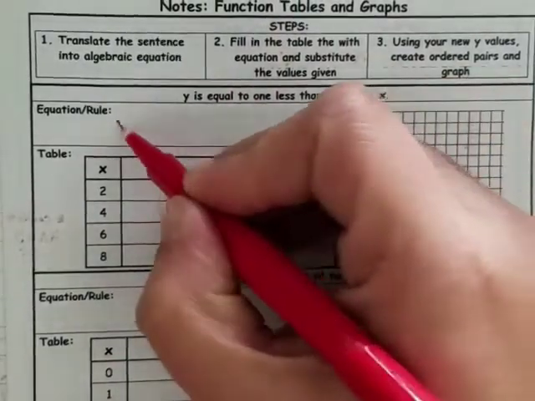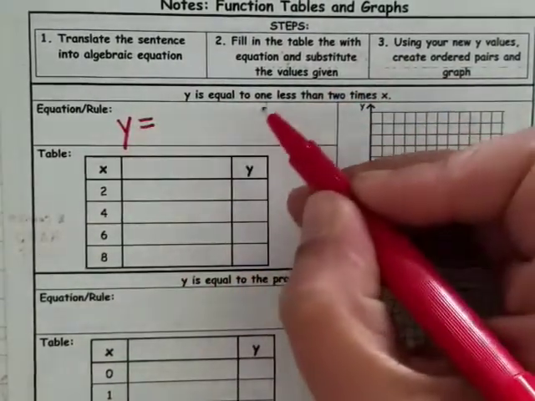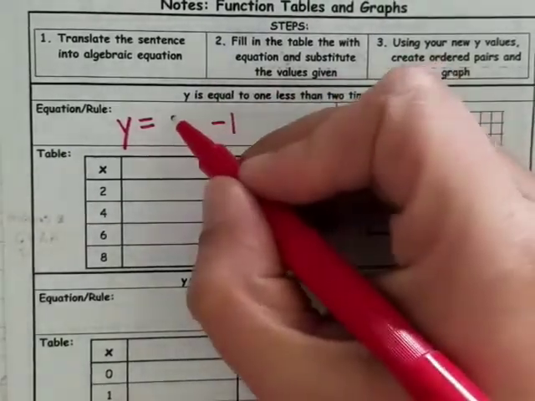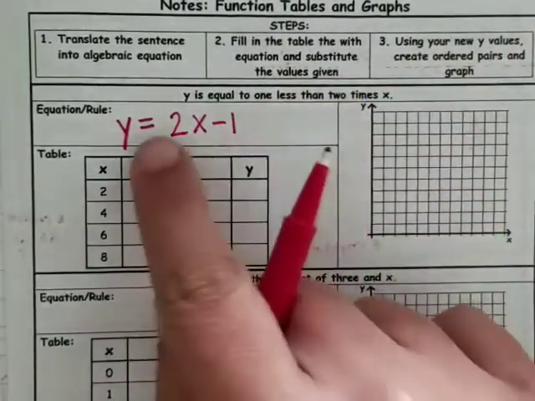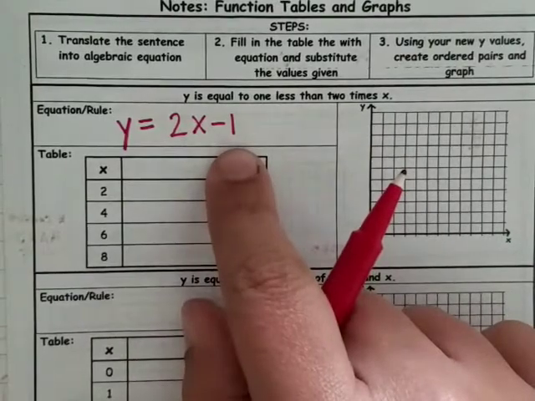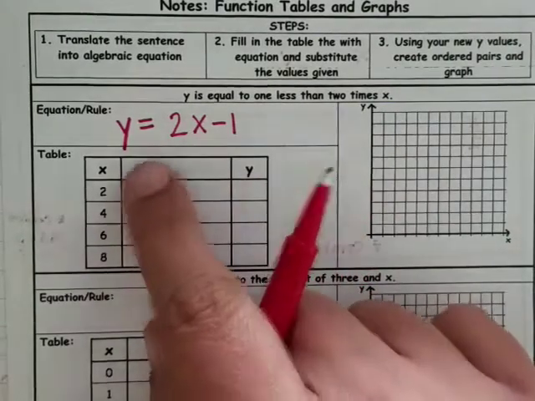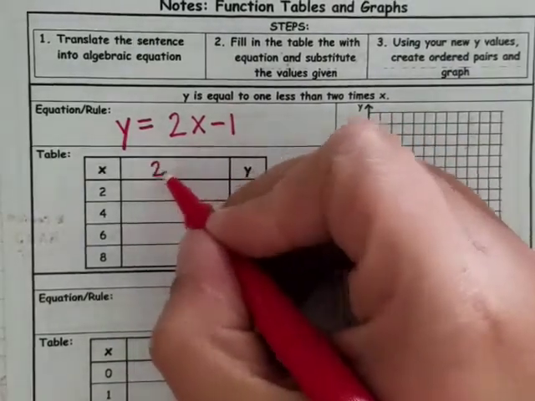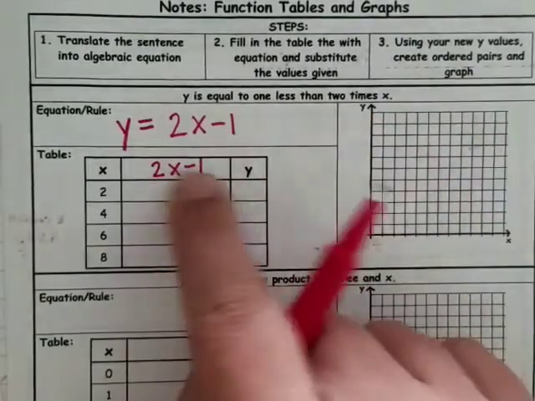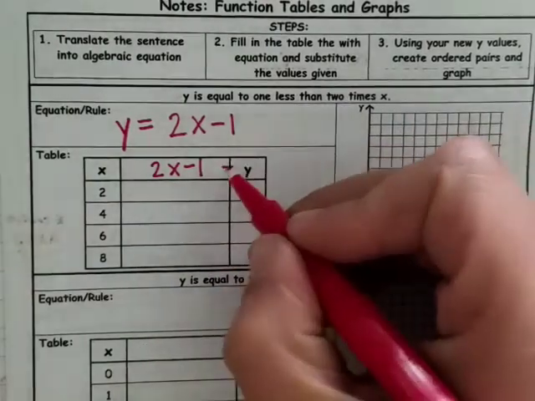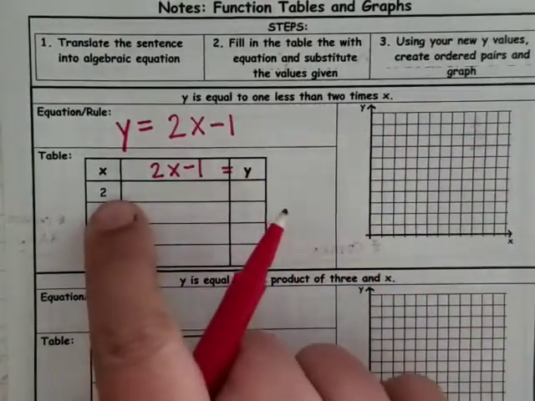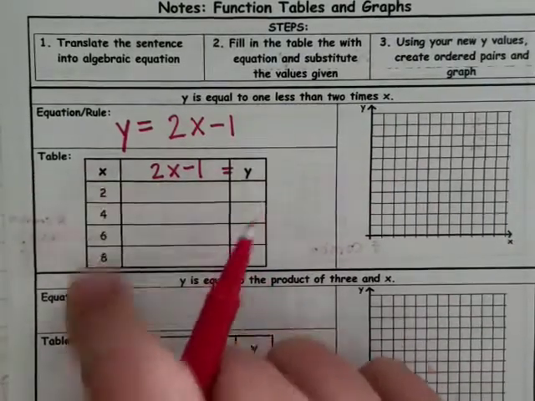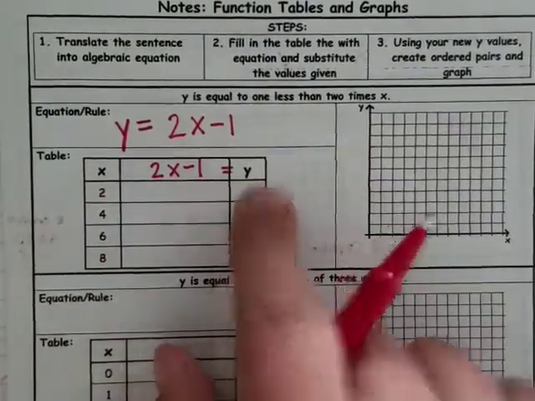Y is equal to 1 less than, so I'm going to subtract 1, 2 times x, 2x. So here's my equation, y equals 2x minus 1. Then we're going to take this equation, y equals 2x minus 1, and put the 2x minus 1 piece right here, and that's going to equal our y value. So we're going to take the 2 and substitute it in for x, because these are all of our x values, and then we're going to get our y value.